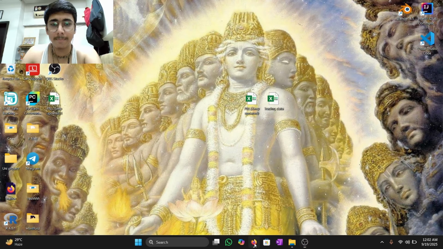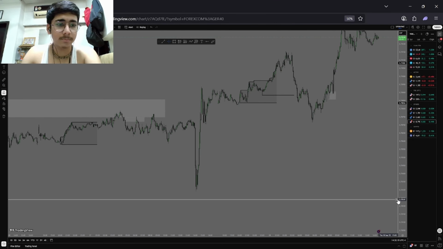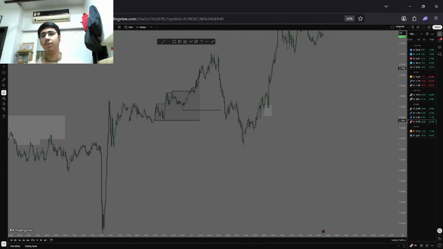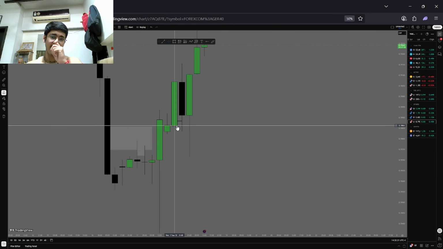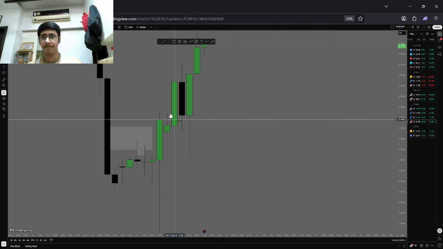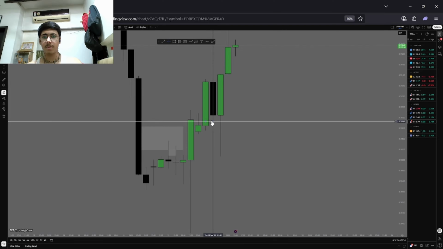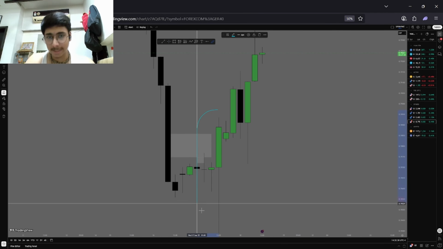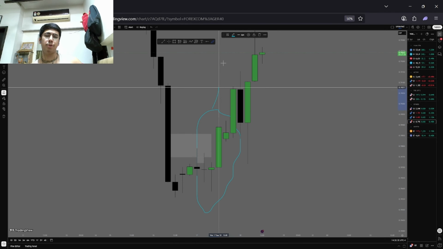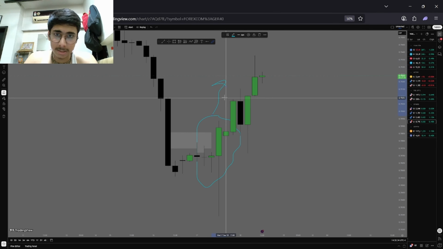Okay, so I'll open up my TradingView. The trade was in USD CHF. Let's start from the 4 hour time frame. We are obviously bullish. Seeing this candle, I was pretty confident that we are going to push above these levels.